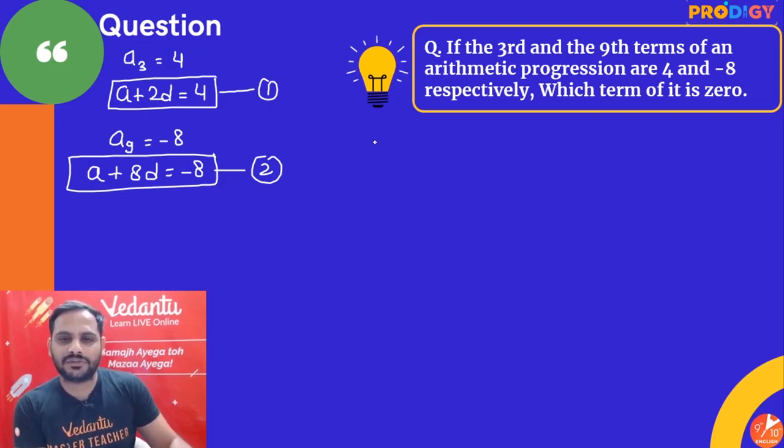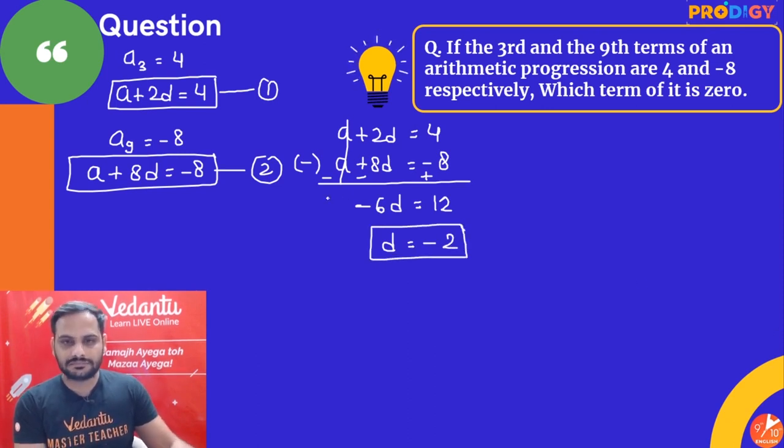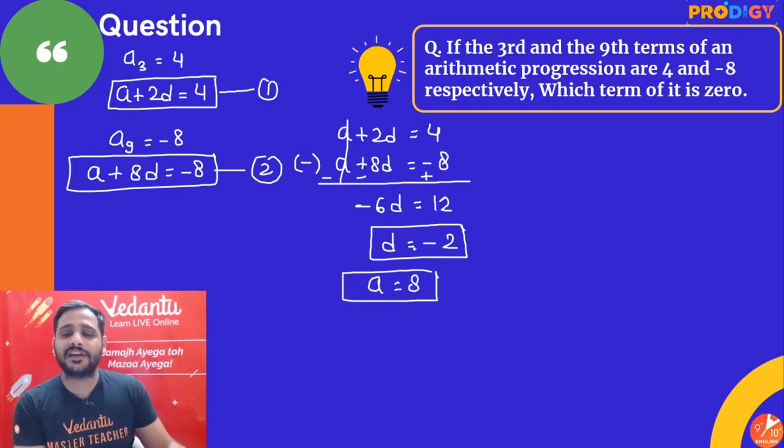So let's solve both. So I have a plus 2d is equal to 4, a plus 8d is equal to minus 8. Let's do the subtraction, minus minus plus. A got cancelled, 2d minus 8d is minus 6d, and here 12 is equal to minus 6d, so d is equal to minus 2. Put d equal to minus 2 in any of the equations. So a plus 2 into minus 2 is minus 4 is equal to 4. So we'll get a is equal to 8. Any of the equations, a is 8, d is minus 2.